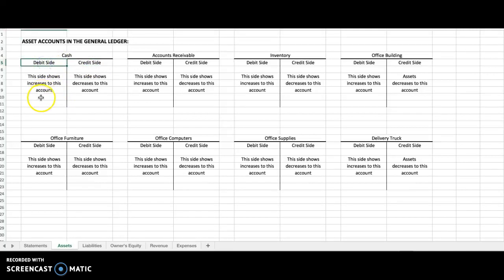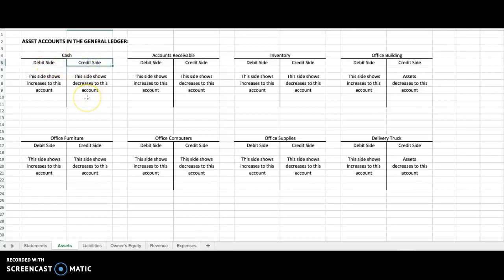Two very important terms. It's important for you to understand that the word debit does not mean debt, as in when you incur a debt. If you owe somebody some money, you have a debt. That's not what this means. This is debit, D-E-B-I-T. Debit side in accounting simply means left. The left side. That's all it means. Just remember that debit means left.